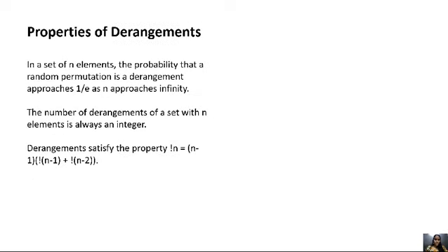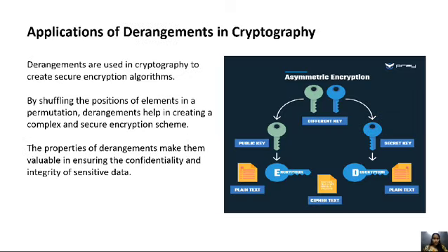Properties of derangements. In a set of n elements, the probability that a random permutation is a derangement approaches 1 by e as n approaches infinity. The number of derangements of a set with n elements is always an integer. Derangements satisfy the property !n equals (n minus 1) times (!(n minus 1) plus !(n minus 2)).